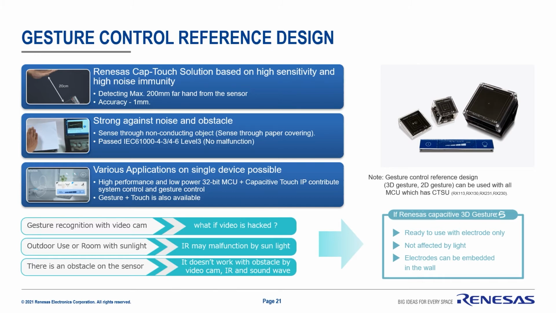We are going to look at two videos. The first one is going to explain the 2D concept, and the second one is about the 3D. As you can see, we are able to detect up to 20 cm depending on the electrode size, and the accuracy is about 1 mm. We have passed some tests in order to prove our noise immunity, and our solution can be used in many applications.